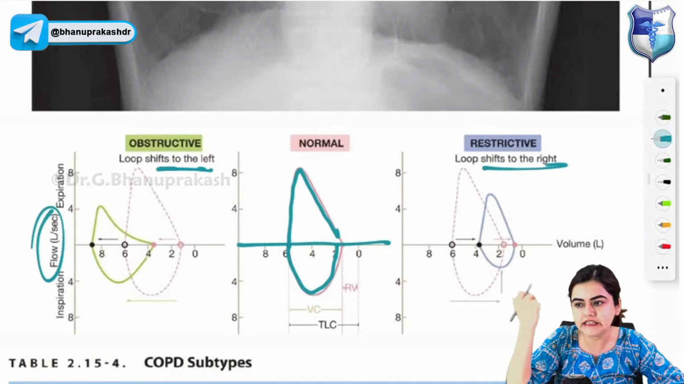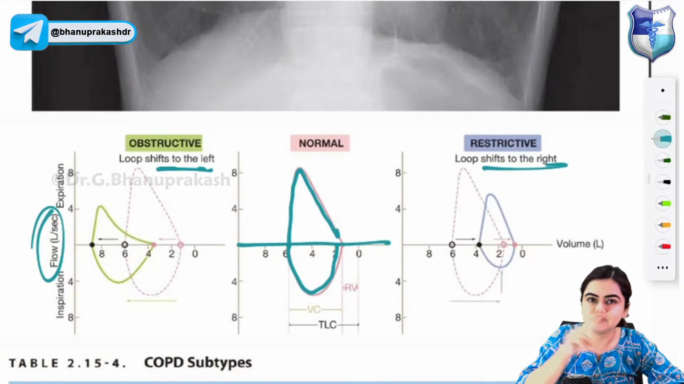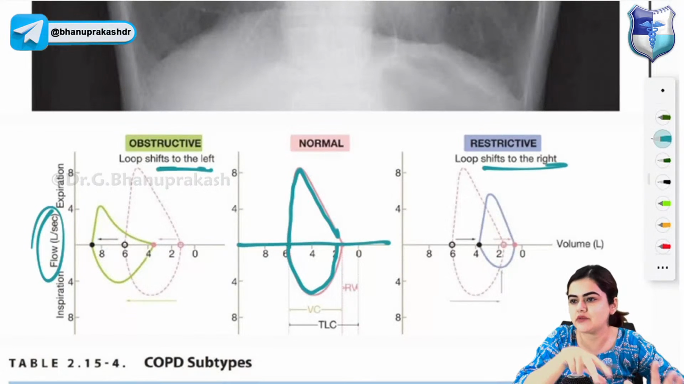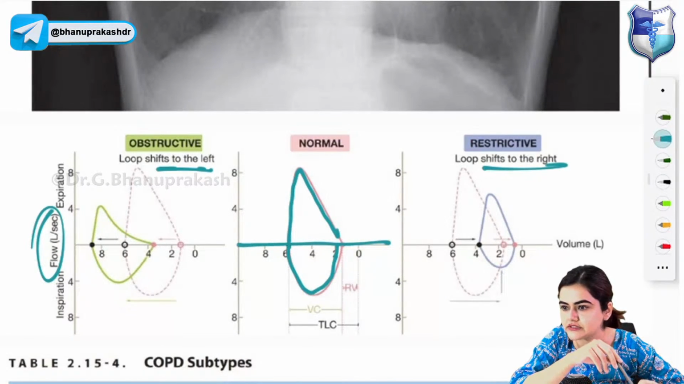I hope you must have studied these things in physiology. So go to the physiology part, revise once what happens, why this graph looks like this in obstructive lung diseases and why it looks like this in restrictive lung diseases.